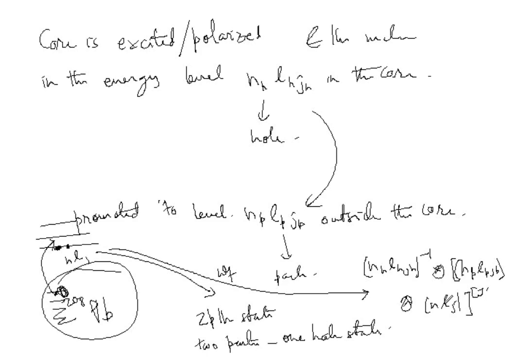Although you see, there are many possibilities depending on the way to make a hole, the choice of the particle state to promote the original core nucleon, and the way to couple the angular momentum.